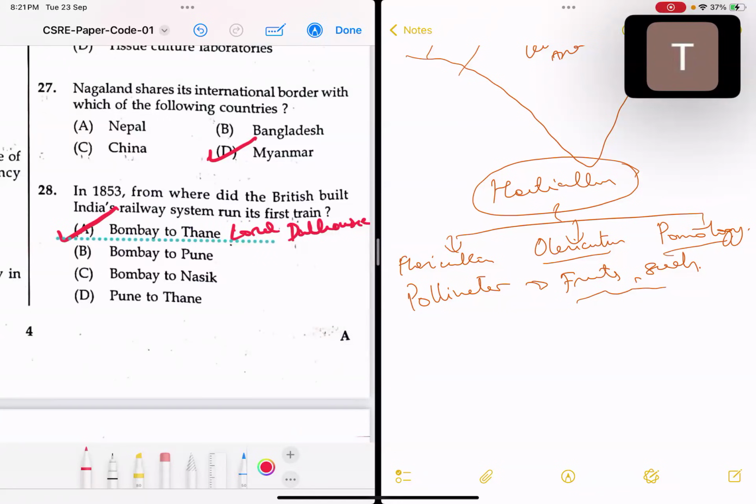So this was built during the time of Lord Dalhousie. So he is also known as the father of Indian Railways, okay? Because the starting of the railway as well as the major role was being played during the time of Lord Dalhousie. That is why he is regarded as the father of Indian Railway.